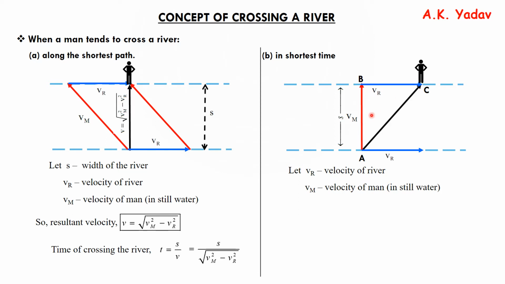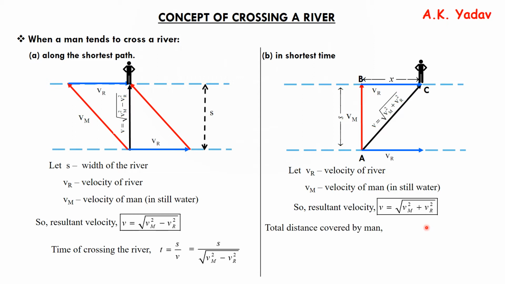Now the black arrow, that is AC, will give us the resultant velocity, which is given by V is equal to under root of Vm square plus Vr square by using the Pythagoras theorem. The distance between B and C is x. So what is the total distance covered by the man? That is this distance AC. This is equal to under root of s square plus x square by using the Pythagoras theorem.